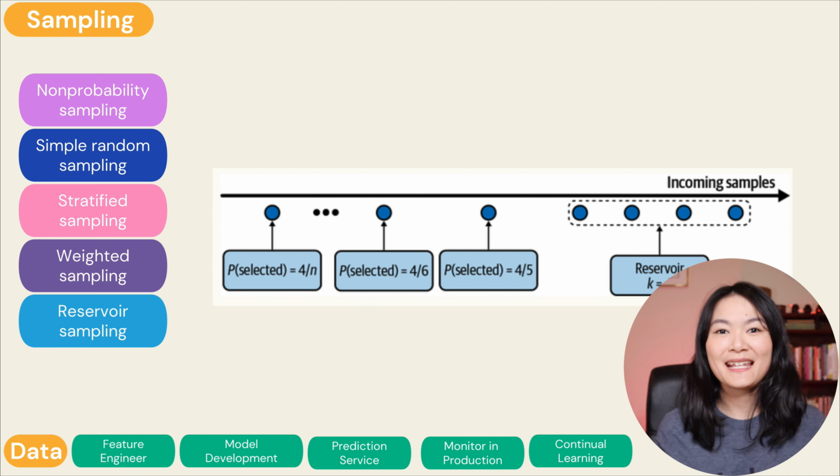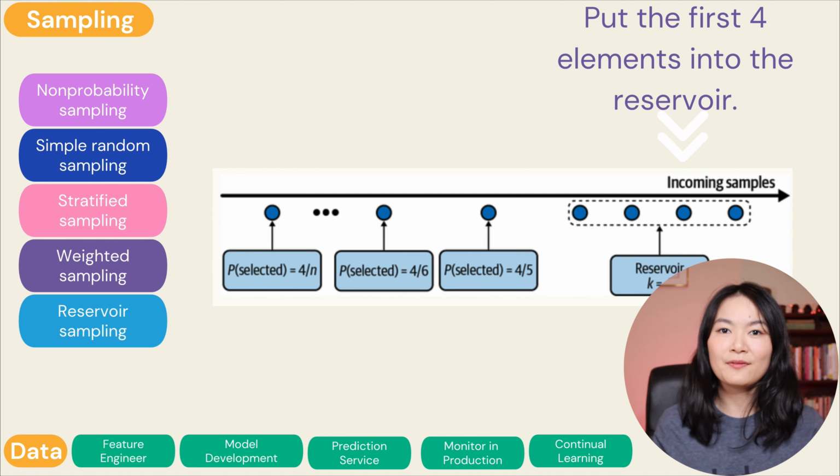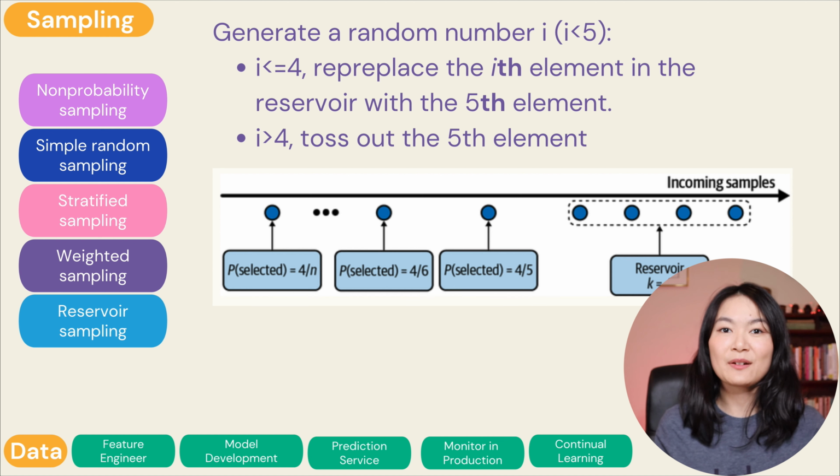Reservoir sampling is the most fun sampling strategy, I think. If you want to select 4 samples, you put the first 4 elements into the reservoir. For each incoming element, for example, the 5th element, we generate a random number i that is smaller or equal to 5. If this random number is less than or equal to 4, we replace the ith element in the reservoir with the 5th element.